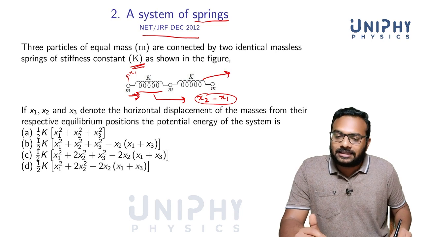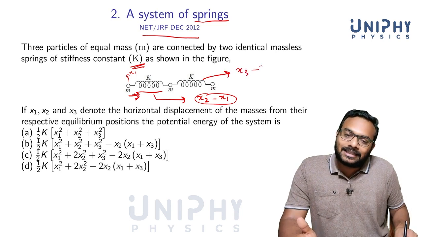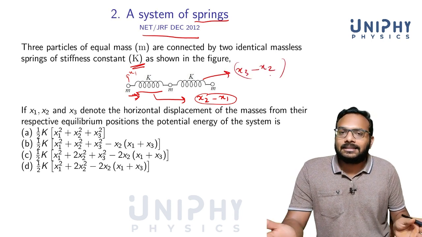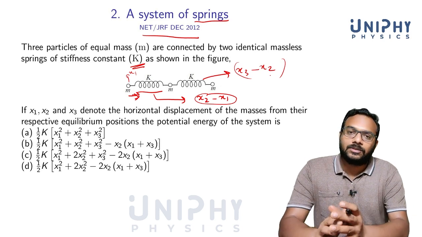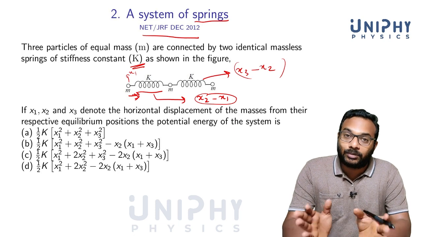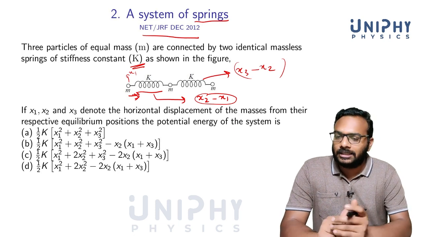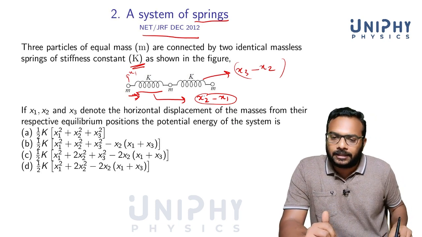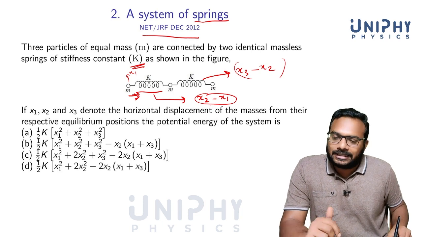Similarly, the extension of this spring would be x3 minus x2. That's it. We have solved the problem. Once we know the extension of the spring, we know the potential energy is half k x square, where x is the extension. Am I right? I hope this is clear. You can check this. It makes sense to write it like this.